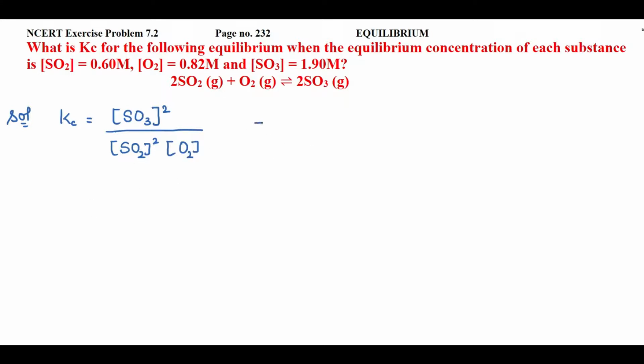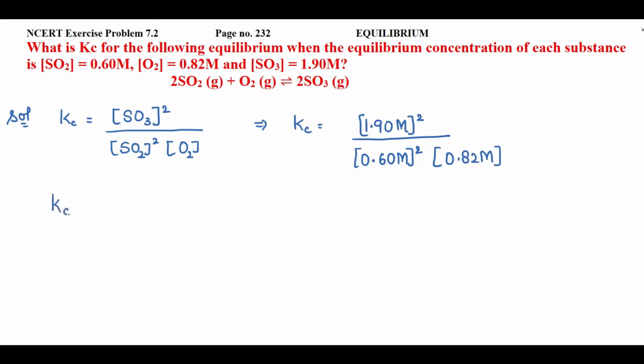So we'll put the values over here. So Kc equal to concentration of sulfur trioxide is 1.90 molar, and we'll take the square of this value, divided by concentration of sulfur dioxide. So the concentration of sulfur dioxide is 0.60 molar. We'll take the square of this value also, into the concentration of oxygen, that is 0.82 molar, right?